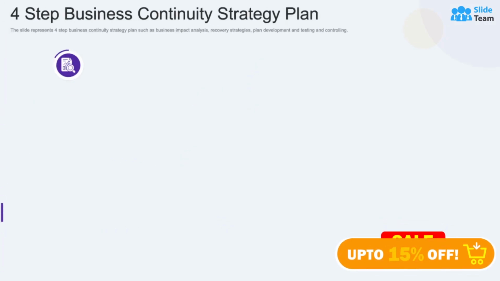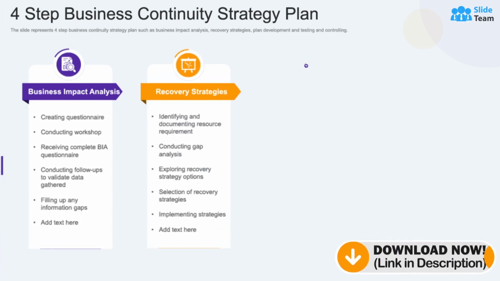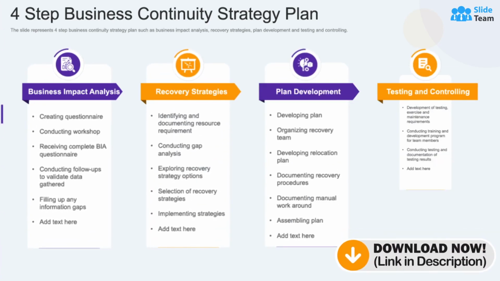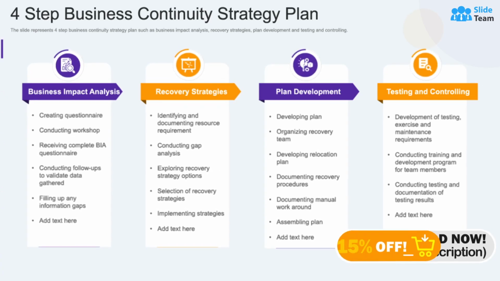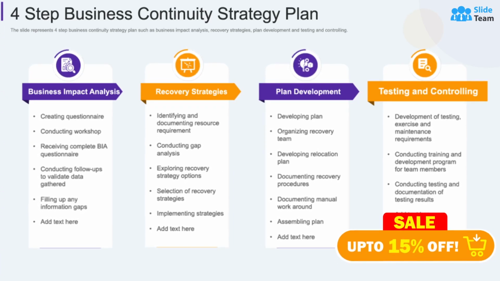This PPT layout presents the 4 steps you need to implement for a continuity plan. These are business impact analysis, recovery strategies, plan development, and testing and controlling.